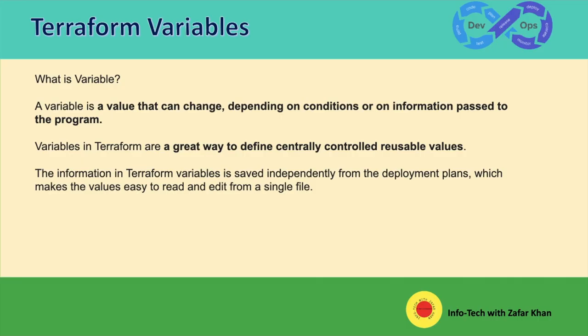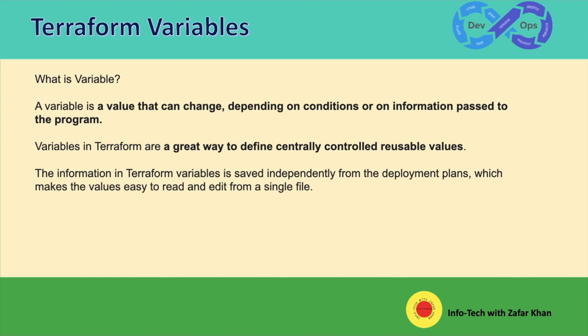A variable is a value that can change depending on the conditions or on information passed to the program. Say, for example, you have created an instance where the instance type is T2 micro, and if you feel that our system should be T2 medium or T2 large, then you can change the value only in the variable file rather than in the system. Variables in Terraform are a great way to define centrally controlled reusable values.